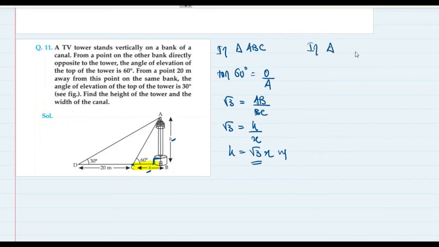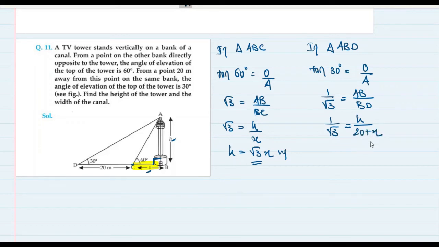So next you have to take triangle ABD. In triangle ABD, tan 30 degree is equal to opposite upon adjacent. So what is tan 30? 1 by root 3. What is opposite? Opposite is AB again. And what is adjacent? Adjacent is BD. So 1 by root 3 is equal to AB, which is H, upon BD, which is 20 plus X. Right?